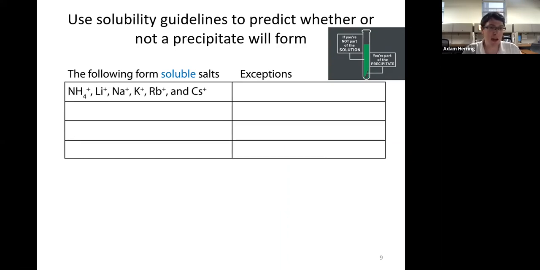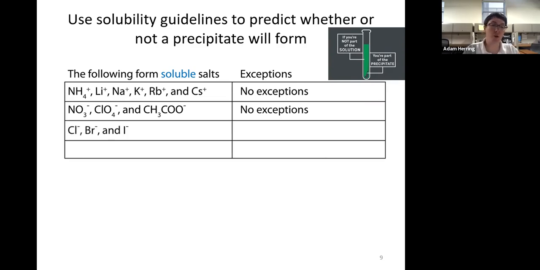Ammonium salts and salts that are alkali metals, or in other words, group 1A, these always form soluble compounds with water. In other words, if you have ammonium combined with any other anion, it's going to be water soluble. If you have potassium with any other anion, it's going to be water soluble. Similarly, there are a certain set of polyatomic anions that are always soluble. Nitrates, perchlorates, and acetates are always water soluble.